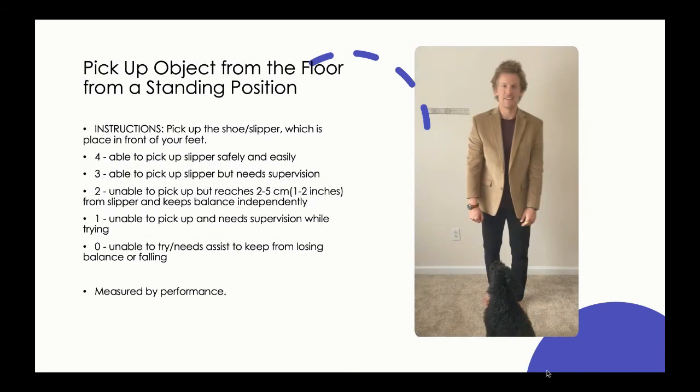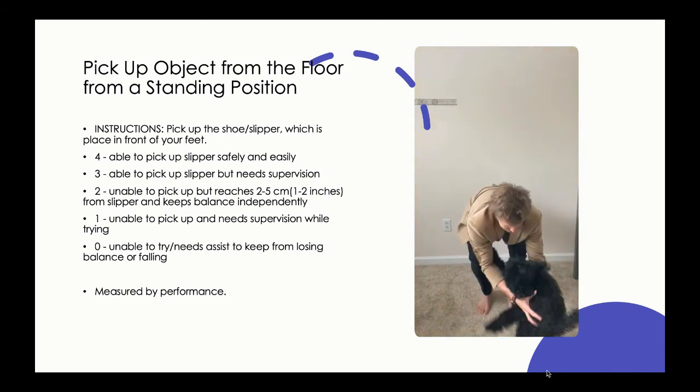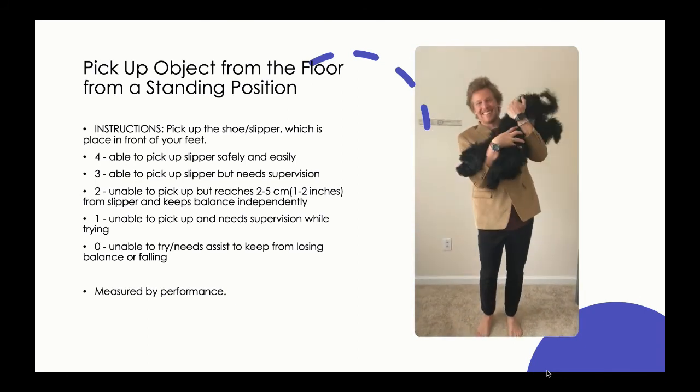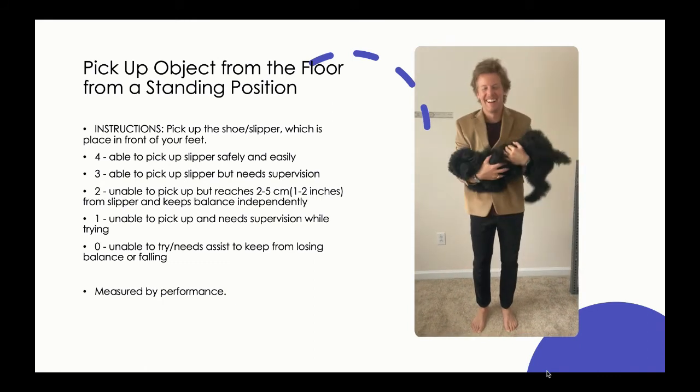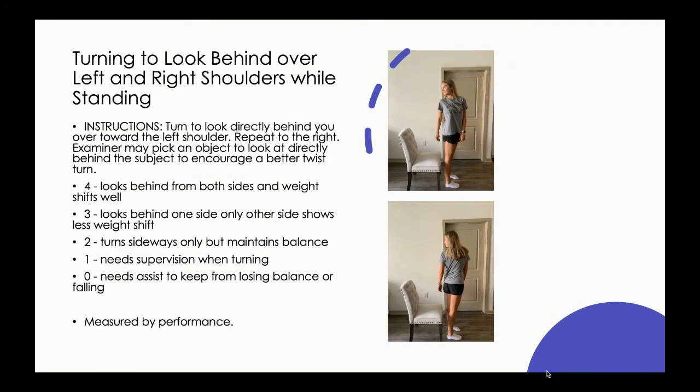The individual will then perform a task in which they pick up an object from the floor from a standing position. They will be measured by their performance and their ability to safely and easily pick up the object. The individual will then perform a task in which they turn to look behind both their left and right shoulders while standing. They will be measured by their performance and their ability to look behind both shoulders easily and efficiently.